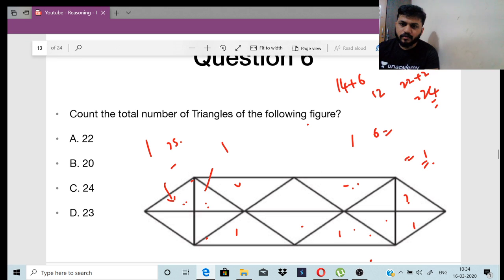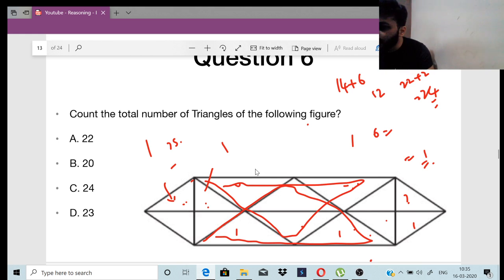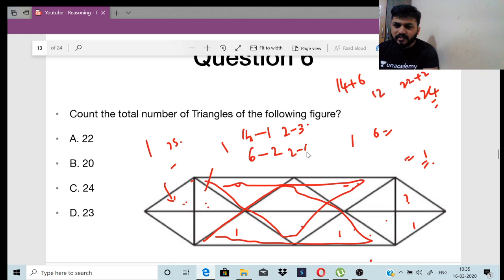ध्यान से देखो. Right? 1, right? 1, 2. Got it? 1 and 2. Okay, so 14 single triangles, right? 6 double triangles. Okay, then 2 triangles into 3, 2 triangles into 4. So it is 24. Clear SK now, right?